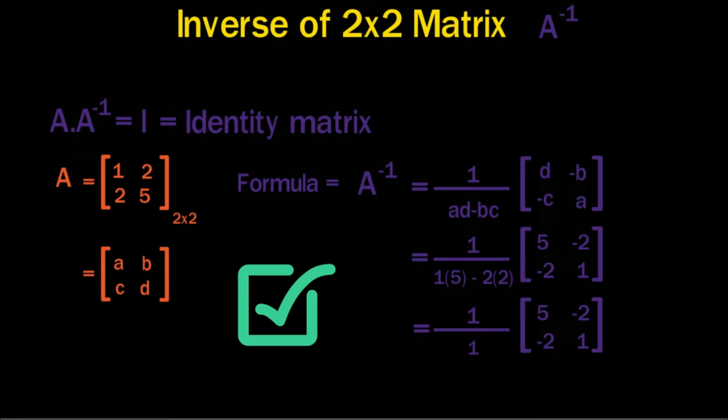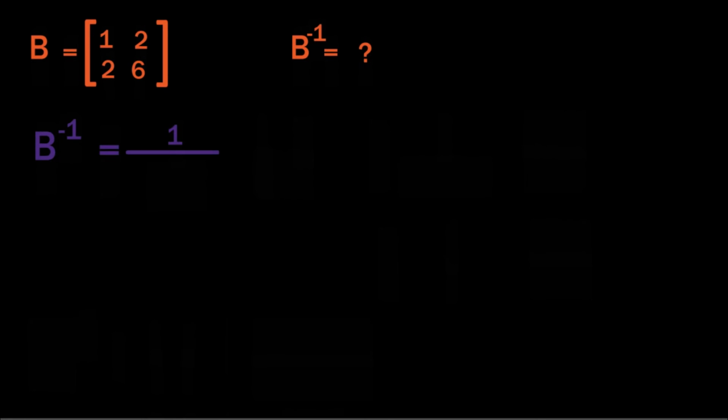Let's try one more example to check your understanding. So let's say if we have another matrix called matrix B, and we have the elements 1, 2, 2, 6. Let's say we want to find the inverse of this matrix. So remember that the inverse is 1 over AD minus BC and DA, and put the negative on B and C.